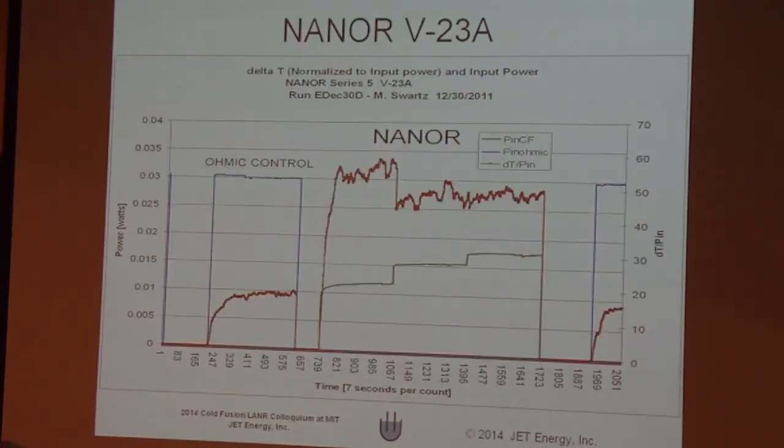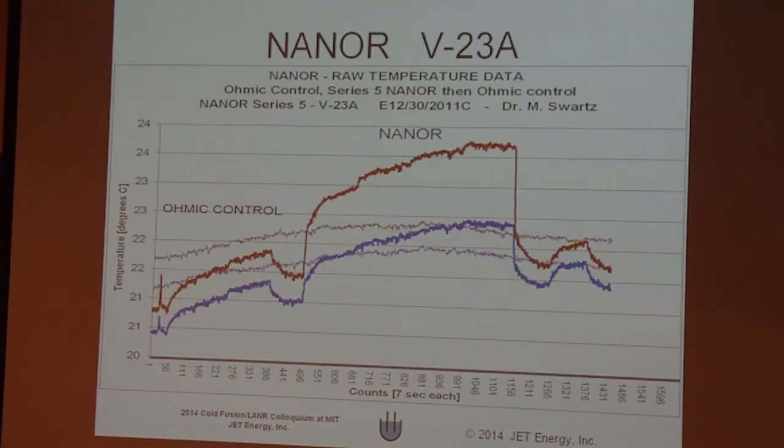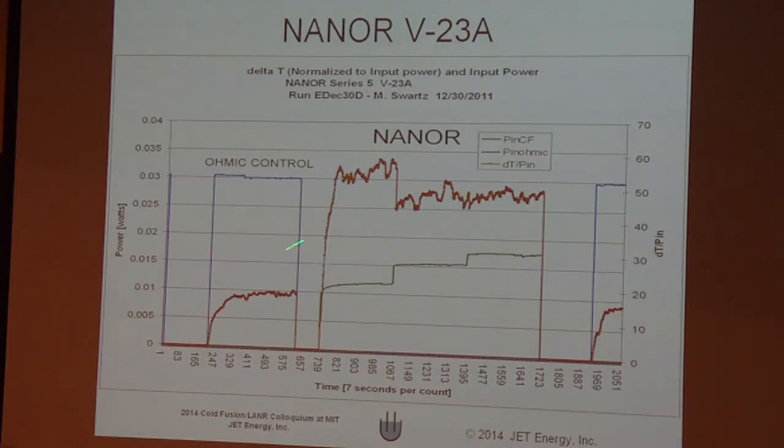Let's take a look here. Here's our raw temperature data. Here's delta T normalized to input power, so here's our energy gain. And as we go to higher input powers, notice the energy gain falls. We saw that from the optimal operating curves. As you go to higher power, you're getting electrolysis if it's water, and we're creating other pathways that are not what we want.